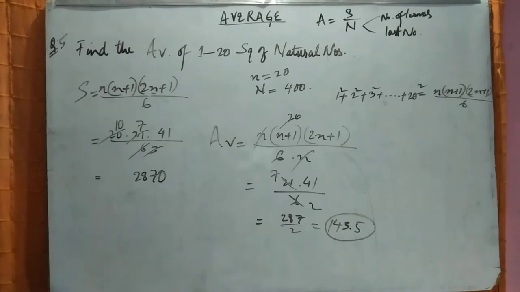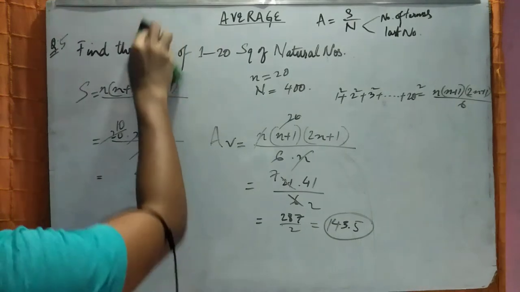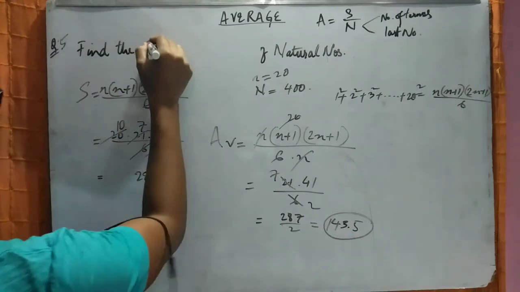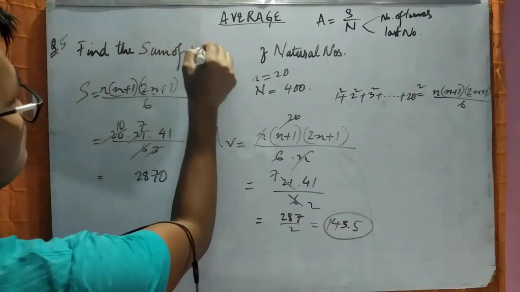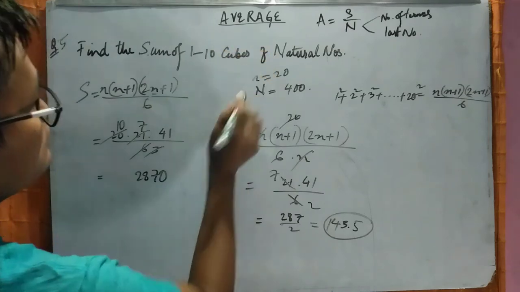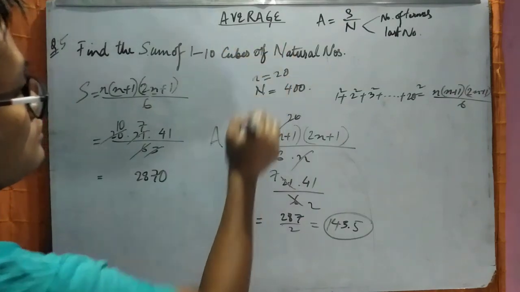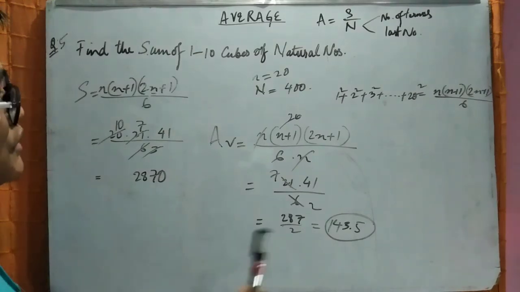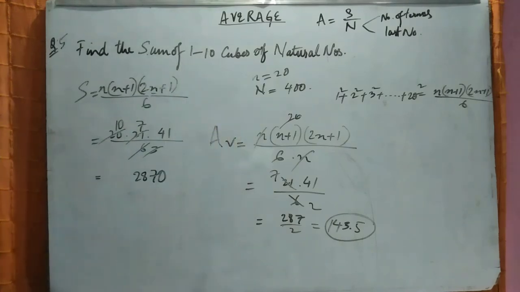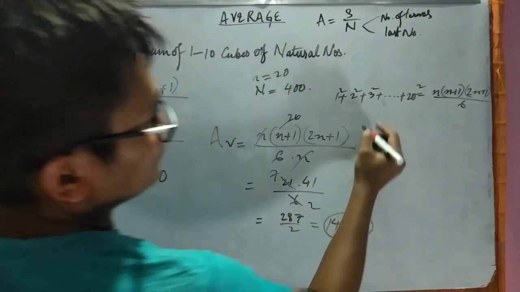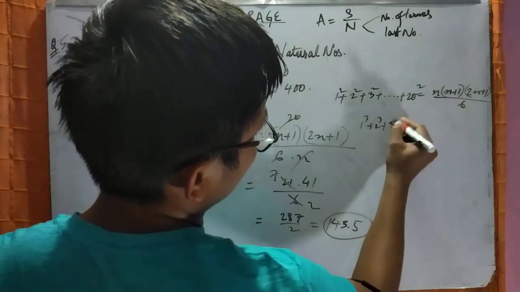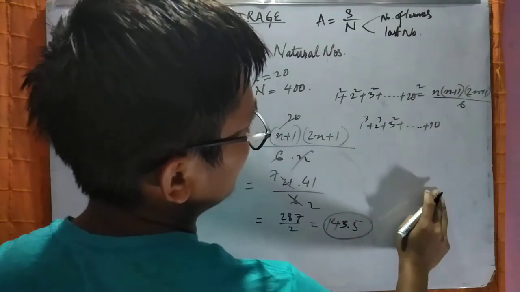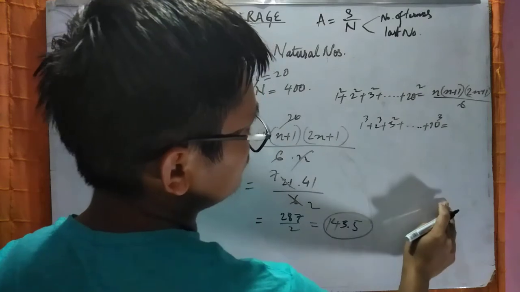Find the sum of 1 to 10 cubes of natural numbers. The sum of cubes of natural numbers is 1 cube plus 2 cube plus 3 cube and so on up to 10 cube. The formula is N times N plus 1 divided by 2, whole square.